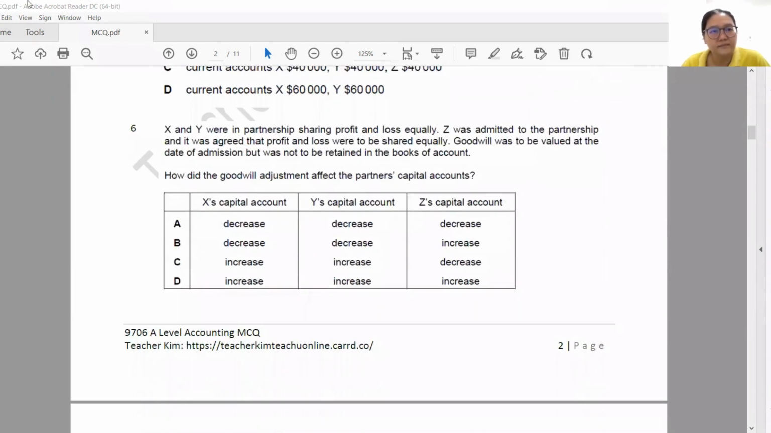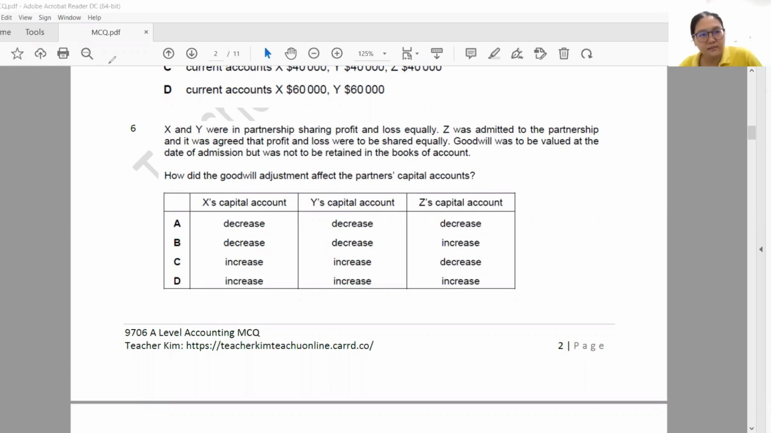Okay, next. X and Y were in partnership, sharing profit and loss equally. Z was admitted to the partnership and it was agreed that profit and loss would be shared equally. Goodwill was to be valued at the date of admission, but was not to be retained in the books of account. How did the goodwill adjustment affect the partners' capital accounts?